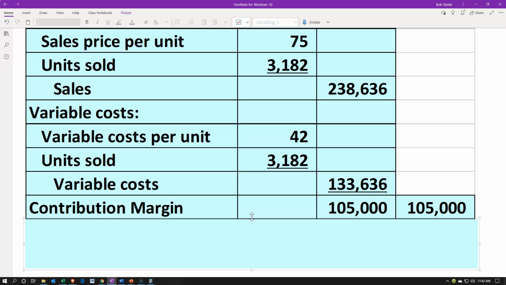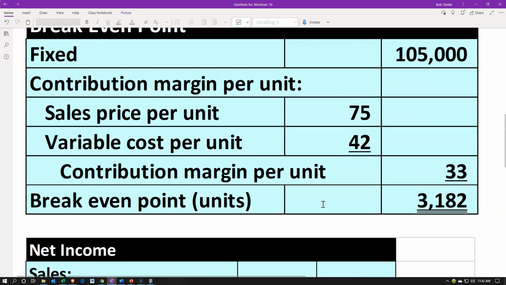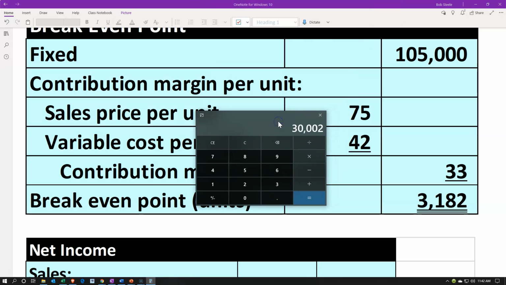If we then subtract out the sales minus the variable costs, we get to the contribution margin. Note the terminology here. This is the total contribution margin, which is total sales minus total variable costs, as opposed to the contribution margin per unit, or unit contribution margin, which is the unit sales price minus the unit variable costs. Once you have the unit contribution margin, notice the 75 minus the 42, which is the 33 contribution margin per unit.